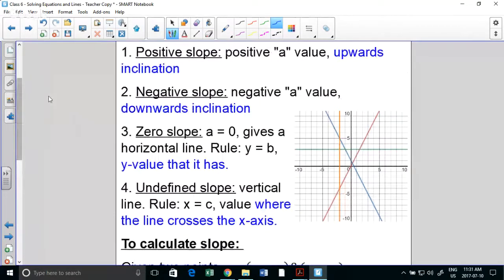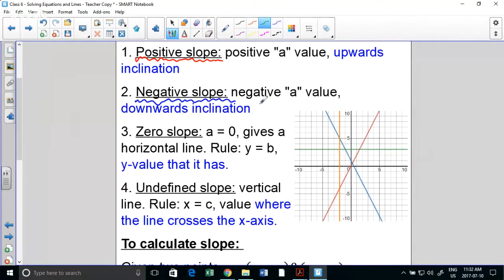So here we have the different types of slopes. So positive slope is a positive A value. You have an upwards inclination. So that is the red line. So as you move from left to right, your values are increasing. Negative slope means that as I move from left to right, my values are decreasing. So we have the blue line for a negative slope.